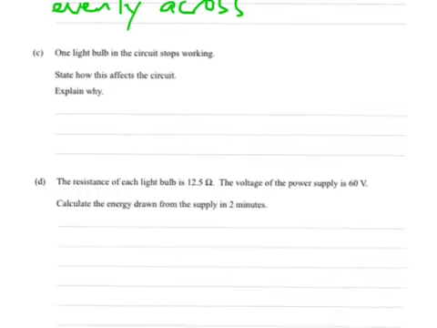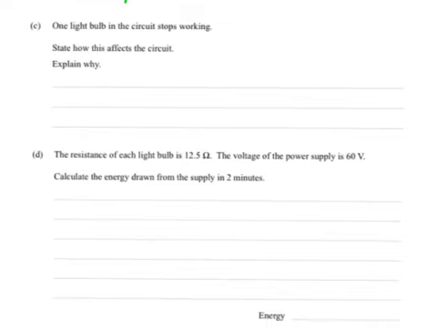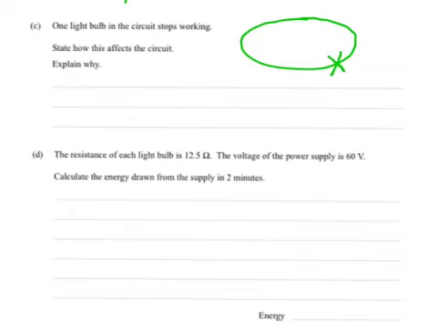C. One light bulb in the circuit stops working. State how this affects the circuit. Well, in a series circuit you've got one single loop. One bulb stops working because of the construction of the light bulb. A light bulb is basically a small piece of wire wound up really small, and that wire glows, producing the light. If you break that wire, you break the circuit.